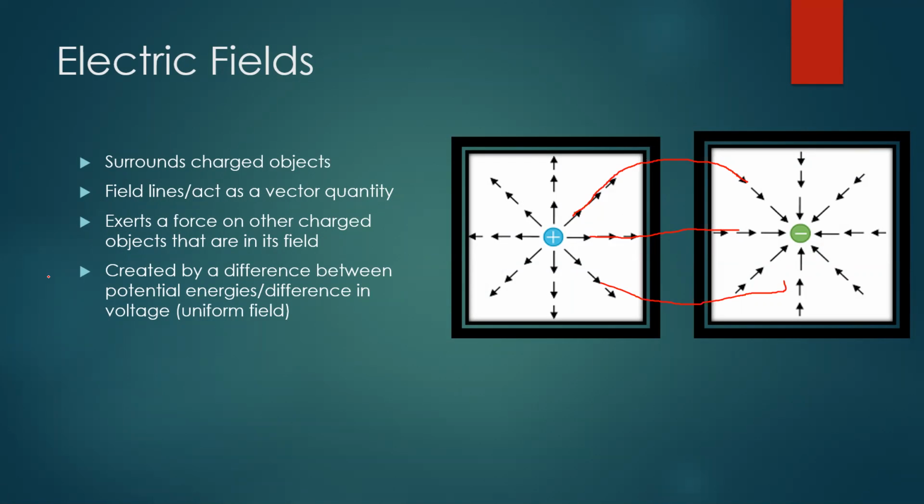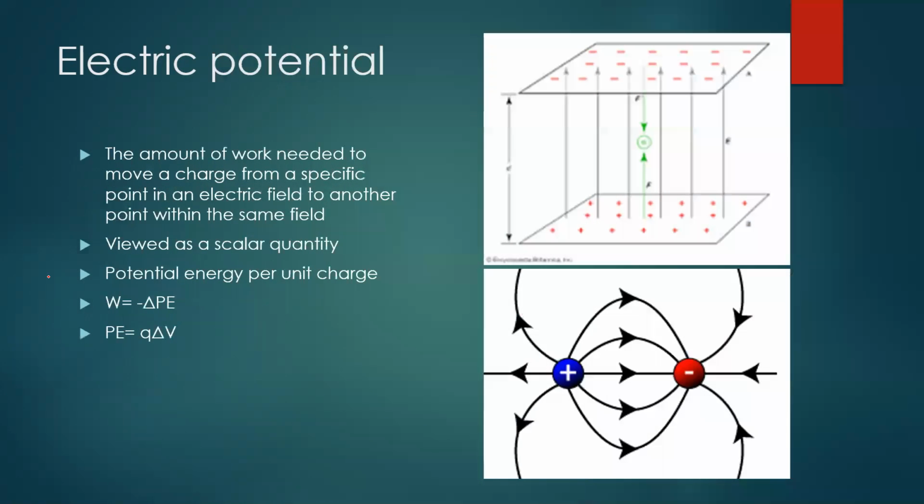And the next thing we're going to go over is that not only are these created by charged objects, but electric fields can be created by a difference in potential energies or difference in voltage. And so next, let's go over what exactly electric potential is.